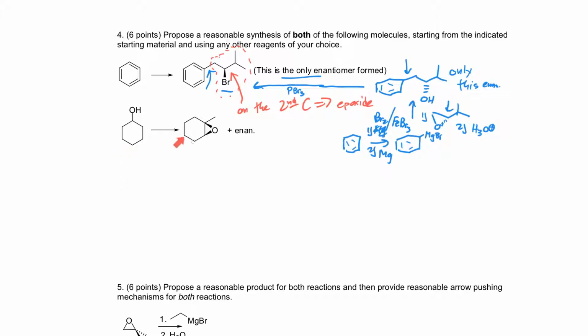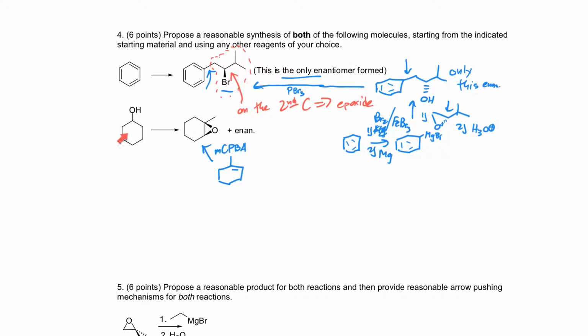Let's look at the second option here. We start with cyclohexanol and we make a methyl cyclohexene oxide, or a cyclohexene epoxide. I can make the epoxide plus the enantiomer, so I'm going to make both versions of this epoxide from the alkene in this position. So let's do that as my final step. That seems very reasonable to make the final functional group.